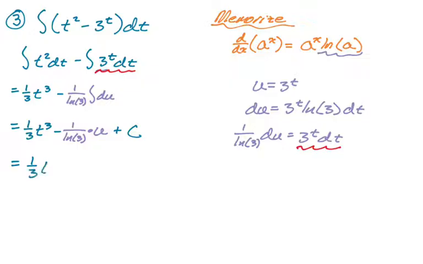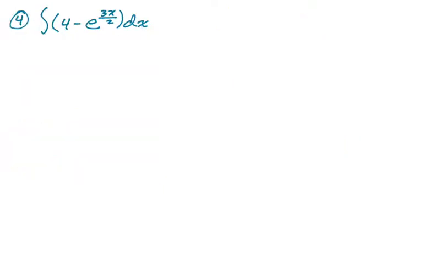And then we just go back and sub in. So 1/3 t cubed minus 1 over the natural log of 3. We know that u is actually 3 to the t. So 3 to the t and plus c. All right, good deal. Let's take a look at our next one.